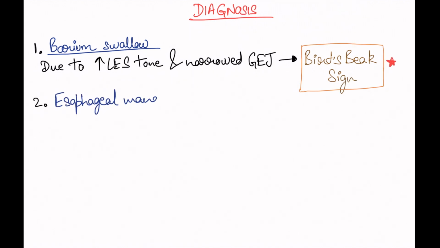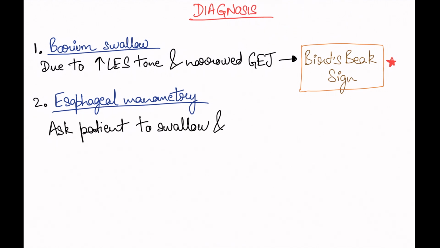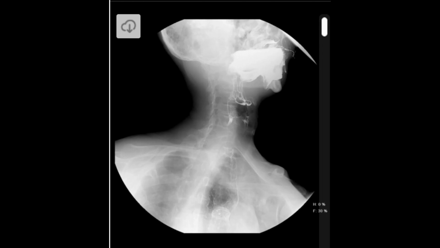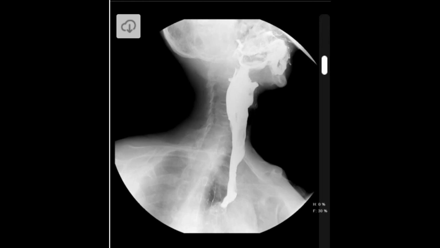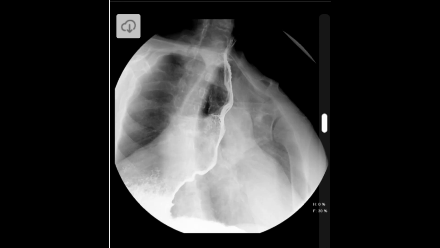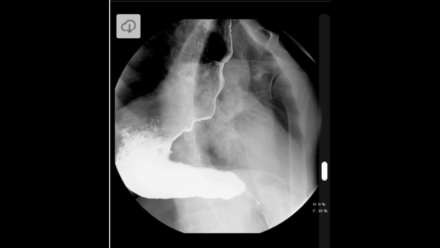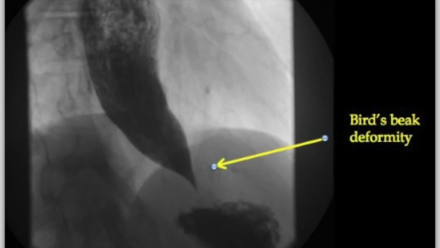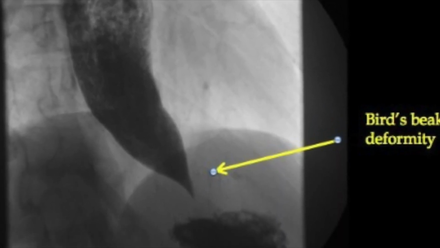The second is the method of esophageal manometry. Manometry is basically measuring the pressure. So we basically put a probe in the patient's mouth and we ask the patient to swallow, and we measure varying pressures in the esophageal wall. Now this is the barium swallow study, and you can clearly see that the patient is swallowing his own saliva, and the saliva is traveling through the esophagus, and there is the classic bird's beak sign. Now this is another picture showing you exactly what the bird's beak deformity is.